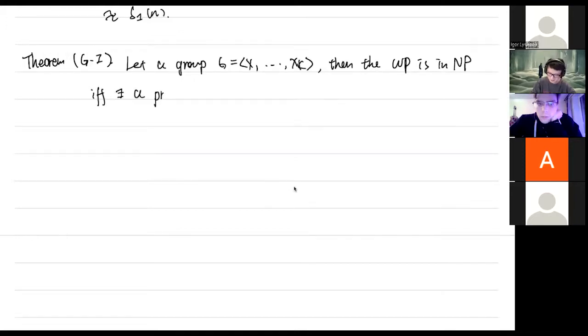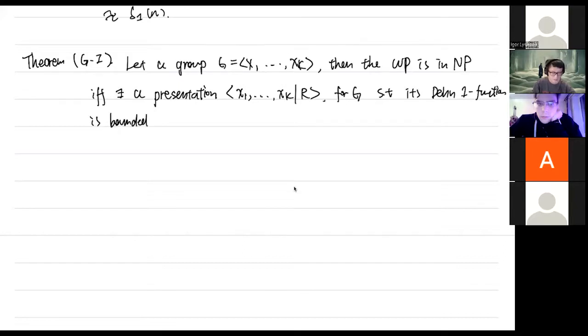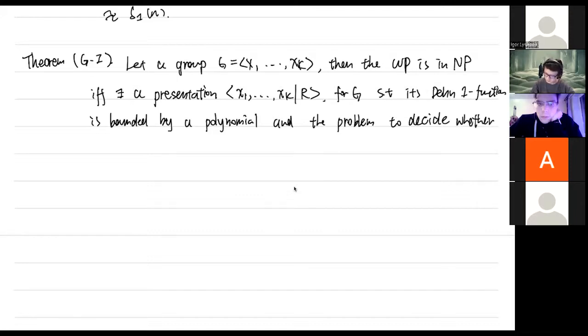there exists a presentation with the same generating set, S_k, and with R, the set of relators for G, such that its Dehn function is bounded by a polynomial, and the problem of deciding the membership problem of this set of relators, whether W is inside this set of relators, is in NP.